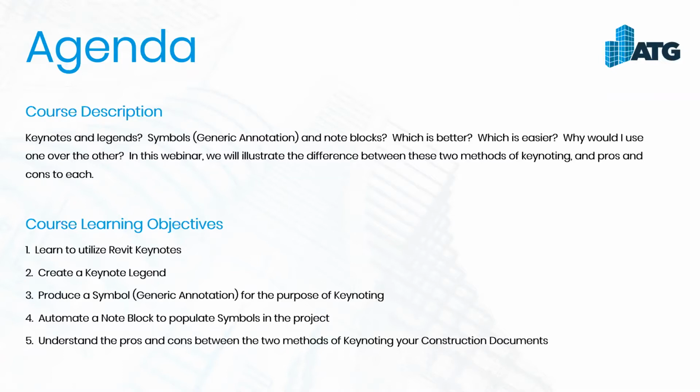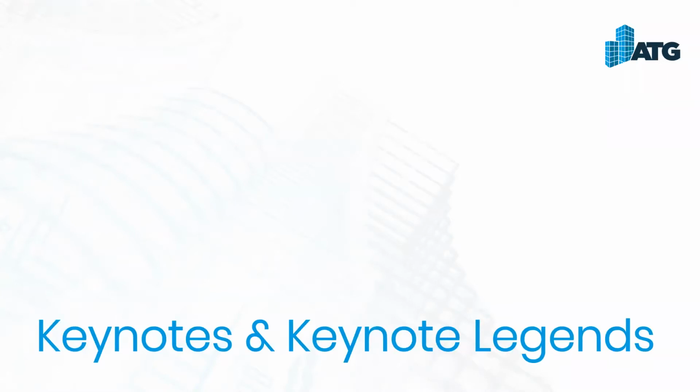The course learning objectives for today are to learn to utilize Revit Keynotes to create a Keynote legend, produce a symbol for the purpose of keynoting, which is simply generic annotation, and automate a note block to populate symbols of the project. And then we'll do a quick compare and contrast between the two. Okay, so the first method we'll discuss in Revit is the Keynotes and Keynote Legends.